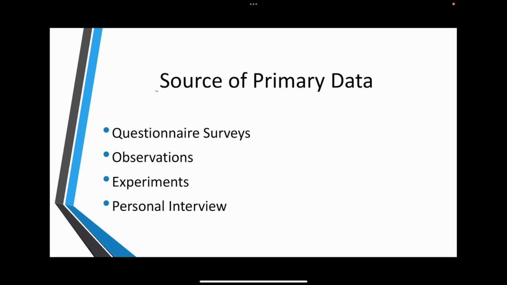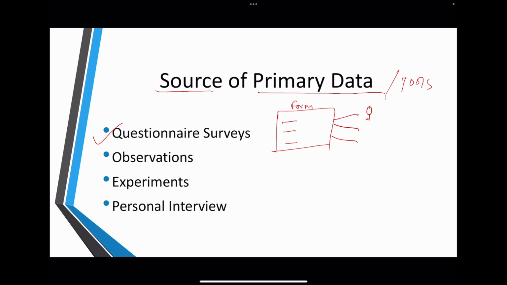Let's talk about sources of primary data, or tools of primary data. First one is questionnaire. If we continue the example of assessing the impact of education on income, then we will include several questions in our questionnaire form, and then we will disseminate this questionnaire to our target groups, and then we will obtain data. This is one tool to get primary data, and it is also the most popular.